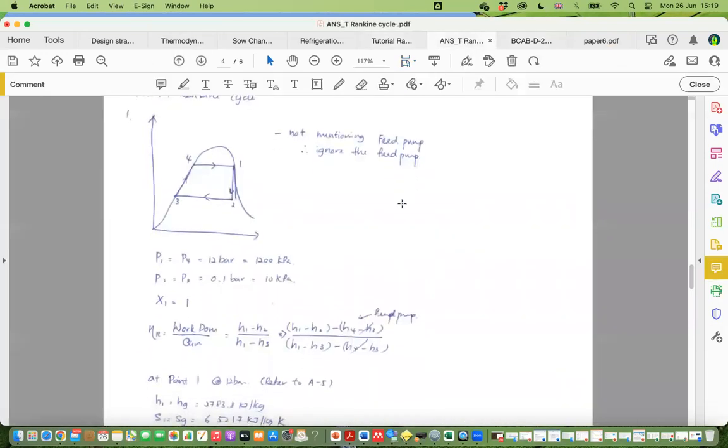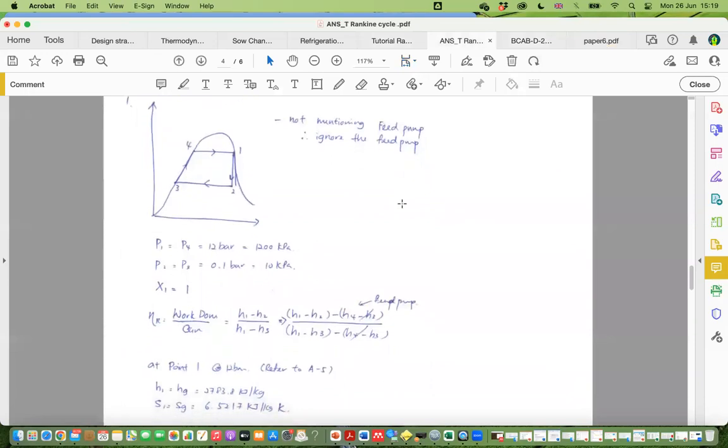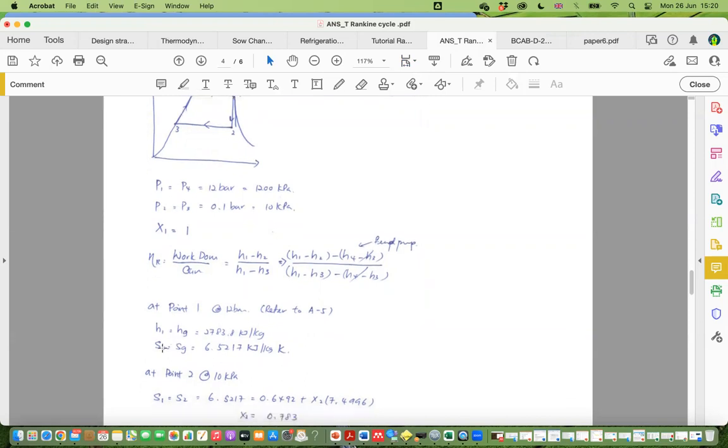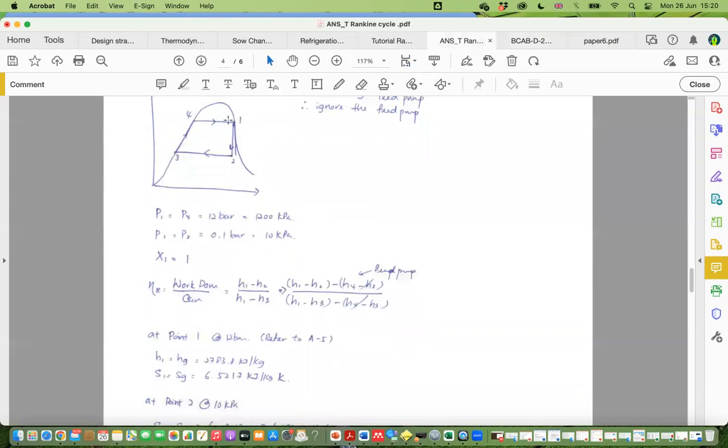Okay, so now we look at the answer. It's not mentioning the feed pump, so we ignore the feed pump, all right? And since x1 is 1, we can directly refer to enthalpy hg at the pressure of 12 bar, which is 1,200 kilopascal. Okay, and then S1, the entropy 1, equals entropy 2.